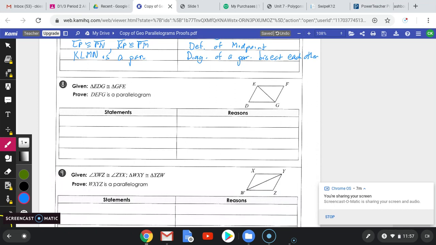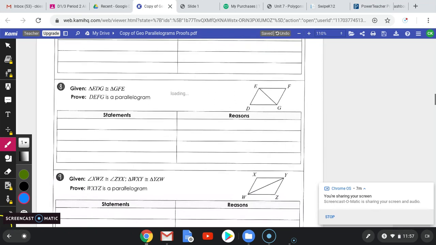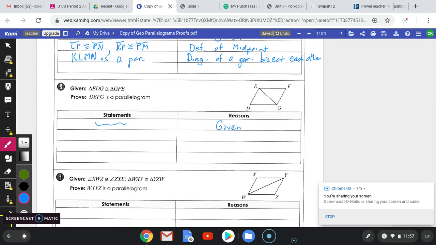If you think this is great, look at it here. It says triangle EDG is congruent to triangle GFE. Prove that the figure is a parallelogram. So let's write the given. So what does that mean? I don't know where you want to begin here, because you have almost an infinite amount of possibilities to prove that this is a parallelogram.